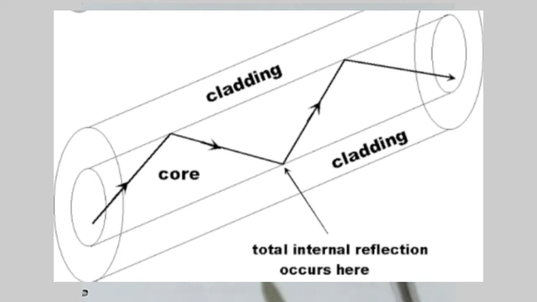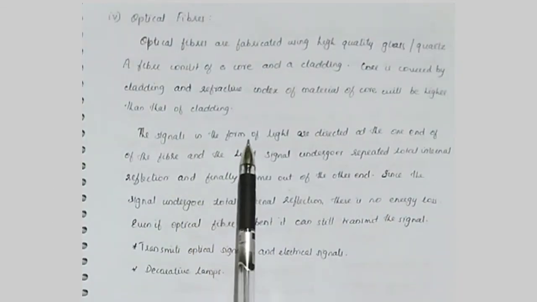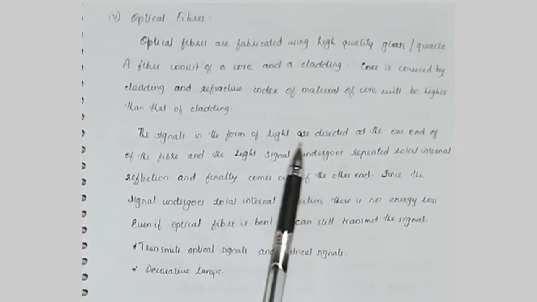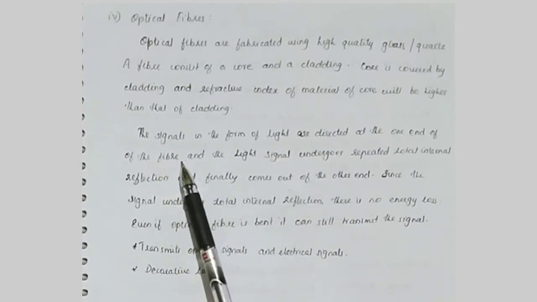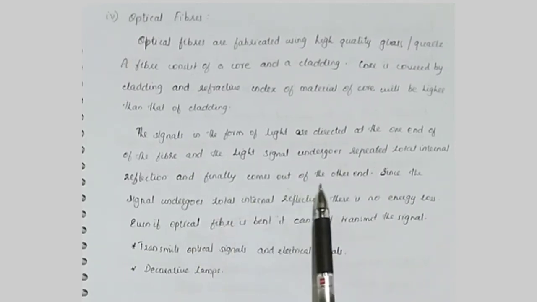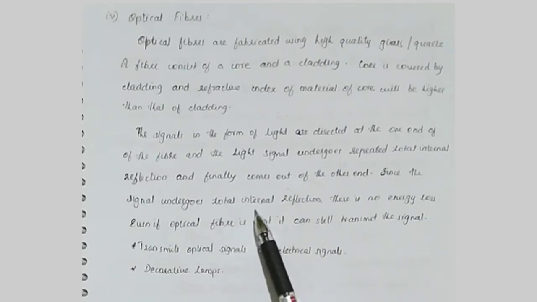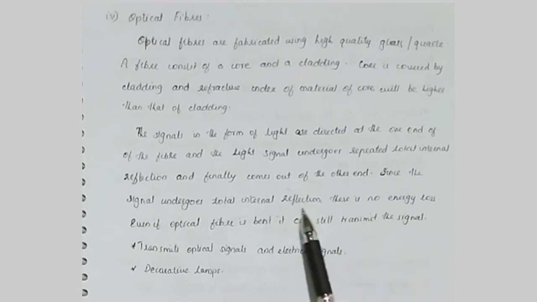of the cladding. So as the signal enters from one end of the fiber, it is directed in such a way that it undergoes repeated total internal reflection, and finally comes out of the other end. As the signal entering the fiber undergoes total internal reflection, there is no loss of energy when we are getting it from the other side.